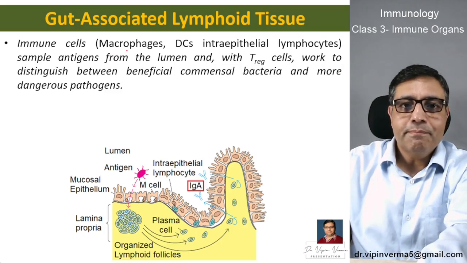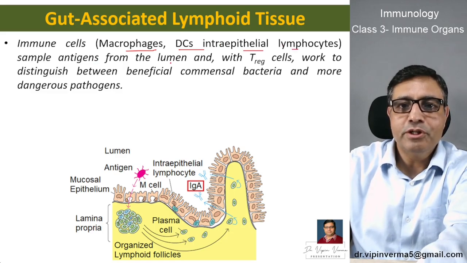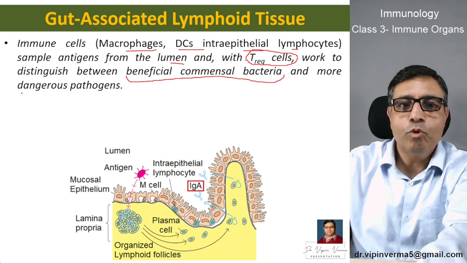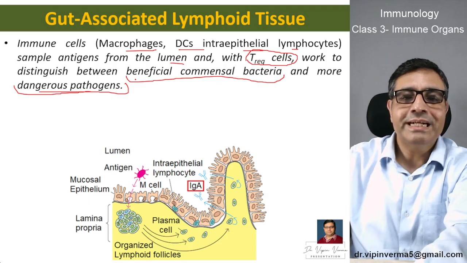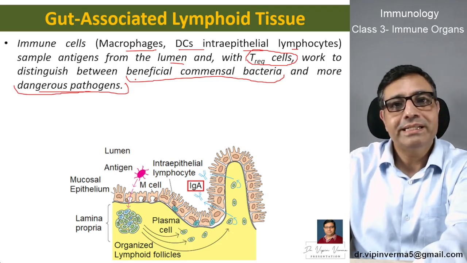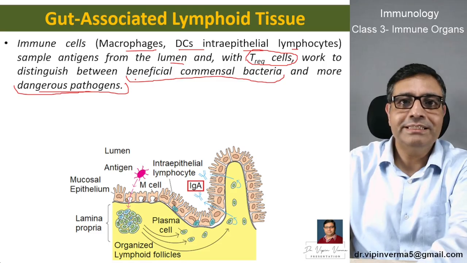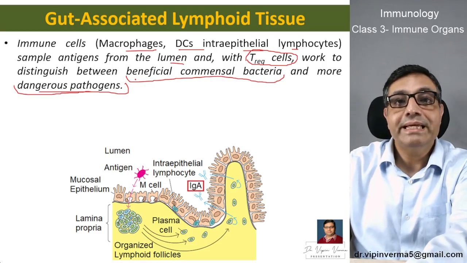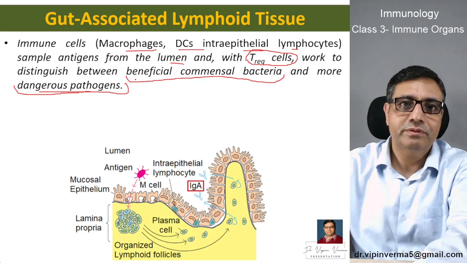Immune cells, which are the macrophages, the dendritic cells, and intraepithelial lymphocytes, sample antigens from the lumen, and with Treg cells, remember Treg cells, the regulatory T cells, they work to distinguish between the beneficial commensal bacteria and more dangerous pathogens. Now, it is important to note here that our gut has some good bacteria, and we need them. They are the commensal bacteria. We need them because they help in our digestion process, right?